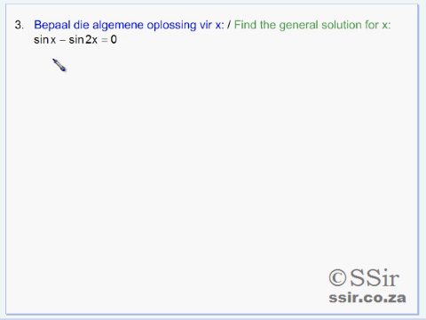Find the general solution for x in the equation sin x minus sin 2x equals 0. You can ask yourself, where do I start with this? Don't be scared to start.